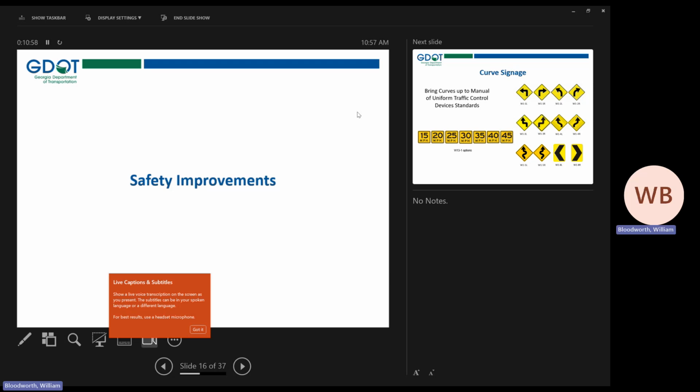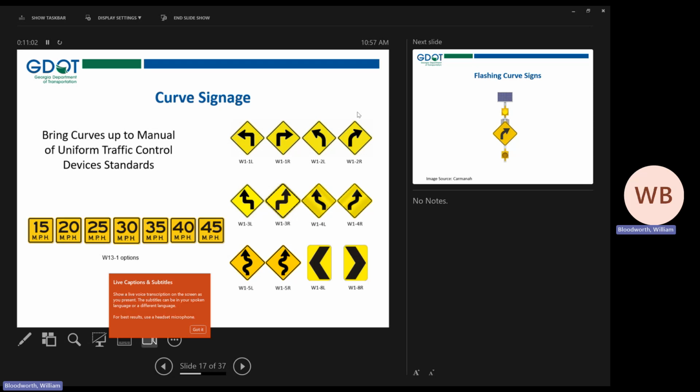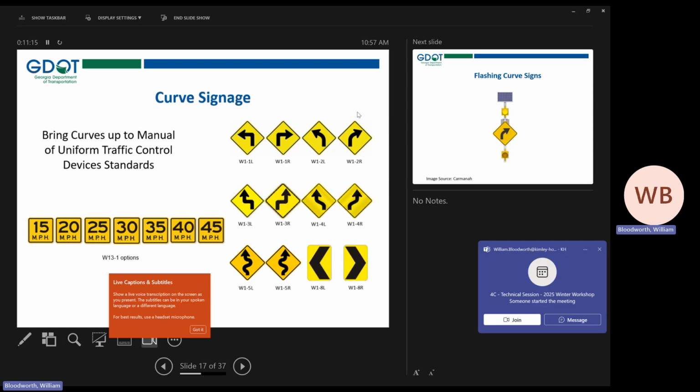All right, thank you, Ron. Can you all hear me? Awesome. All right, so safety improvements. First and foremost, we're going to look into improving our curve signage, bringing that up to MUTCD compliance standards. Also installing advisory speed limit signs on our curves where warranted, and not just doing the recommendations, but really making sure that we're improving curve safety beyond just going by the recommended standards.